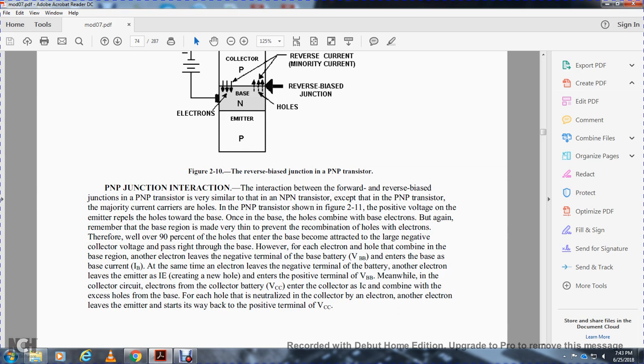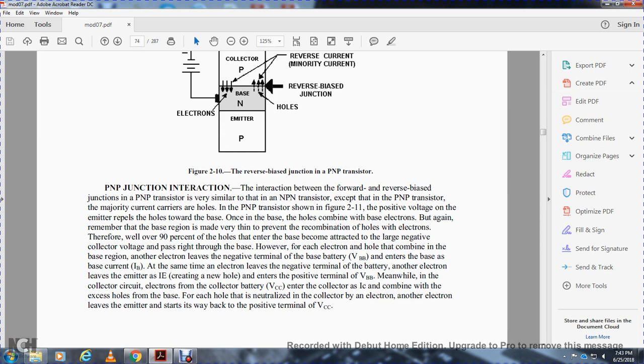However, the electrons in the base region that combine with holes are replaced as another electron leaves the negative terminal of the base battery and enters the base as base current. At the same time, as the electron leaves the negative terminal of the battery, another electron leaves the emitter, creating a new hole, and enters the positive terminal of the base battery. Meanwhile, in the collector, electrons from the collector battery voltage enter the collector as collector current.